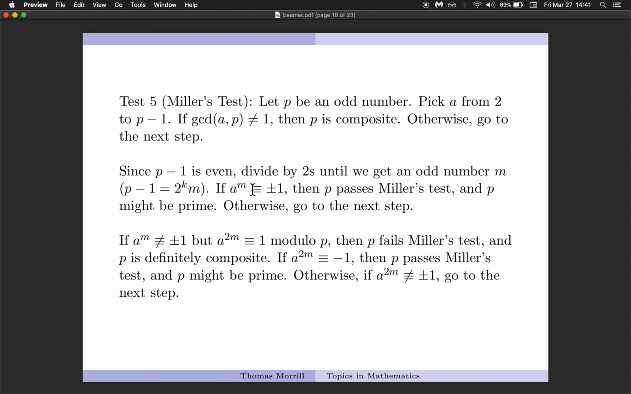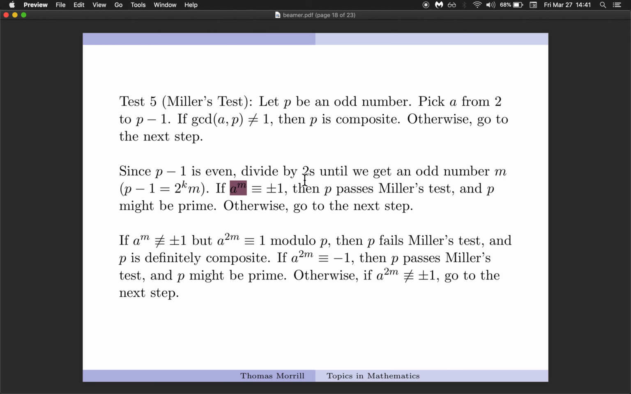If a to the power m is plus or minus 1, then p passes Miller's test. Because I know if I square this, I'll get a to the power 2m, and that's got to be 1. Keep squaring, eventually I'll get to a to the power 2 to the k m. That'll still be 1. And so if you pass Miller's test, p might be prime. I can't say for sure.